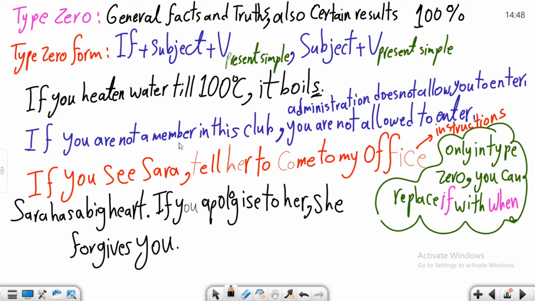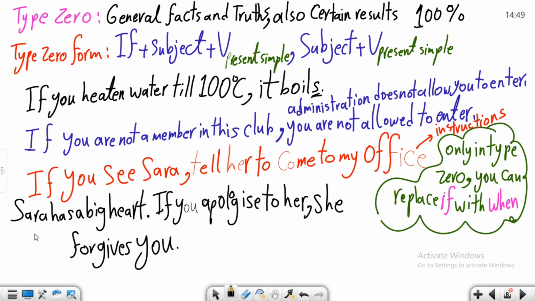We can say, if you are not a member in this club, administration doesn't allow you to enter, but I prefer passive voice. I use passive voice because I like passive voice so much. We are going to have a new class about passive voice later. And the third example here, we use type 0 to give instructions, as you see here. If you see Sarah, tell her to come to my office. In here, I'm telling one of my employees, if you see Sarah, in case you see Sarah, when you see Sarah, immediately tell her to come to my office.